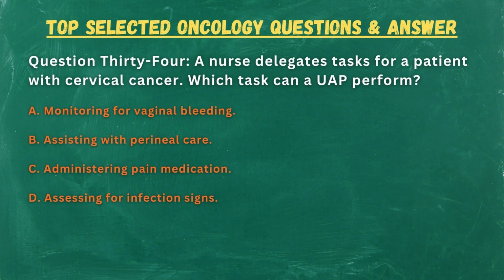Question 34. A nurse delegates tasks for a patient with cervical cancer. Which task can a UAP perform? A. Monitoring for vaginal bleeding. B. Assisting with perineal care. C. Administering pain medication. D. Assessing for infection signs. Answer: B. Assisting with perineal care.